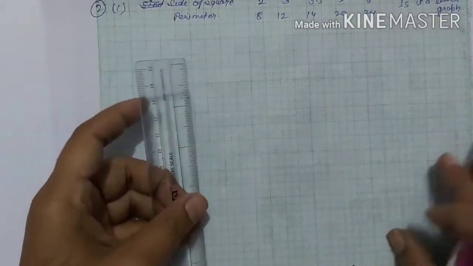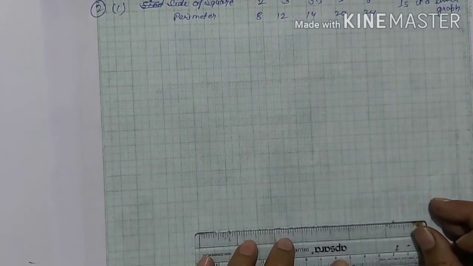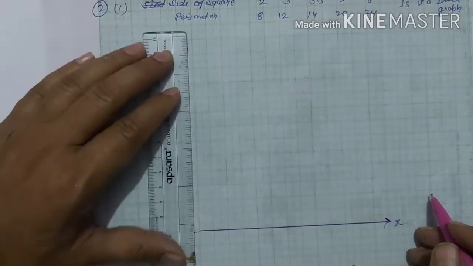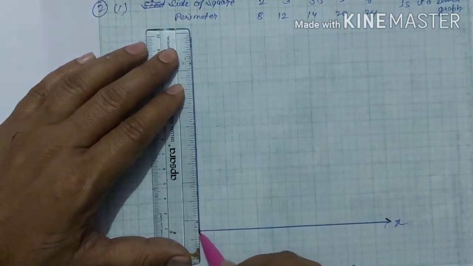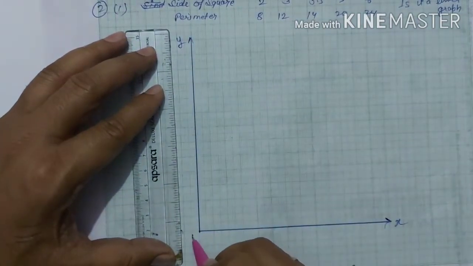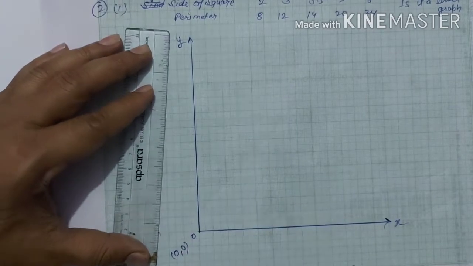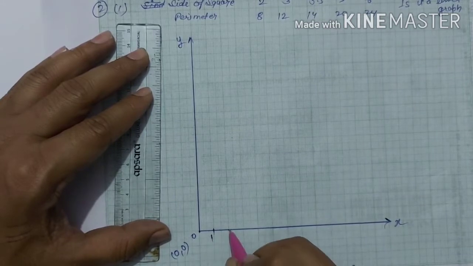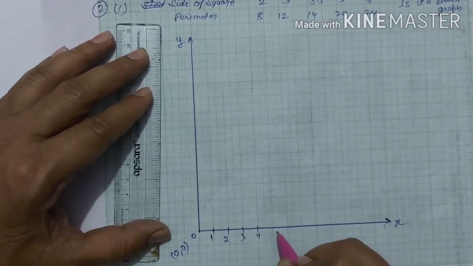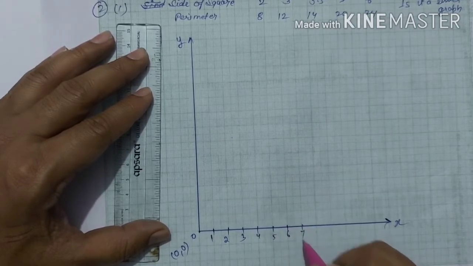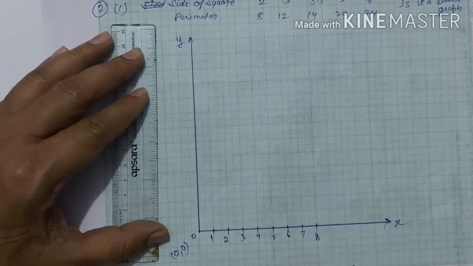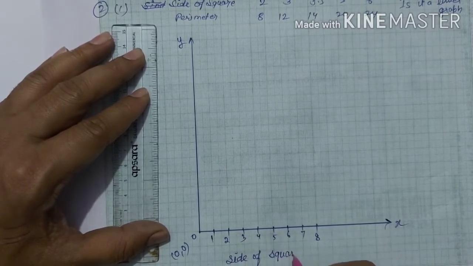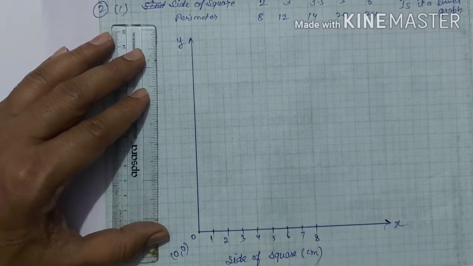First we make the x-axis, and second we make the y-axis. This is the point O, where the reading is 0, 0, called the origin. Here will be 2, 3, 3.5. So it will start 1, 2, 3, 4, 5, 6, 7, 8. This is the side of the square in centimeters.